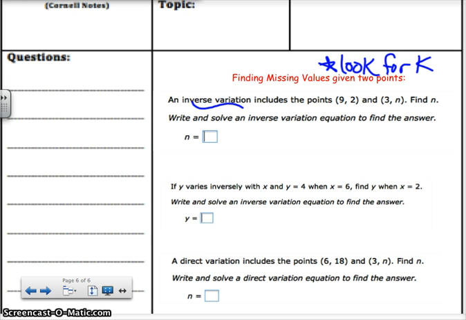So inverse means that k is going to be the product. So k is equal to 9 times 2, which is 18. It needs to be the same here. 3n needs to equal 18. What does n equal? n would equal 6, and that's what I would type.